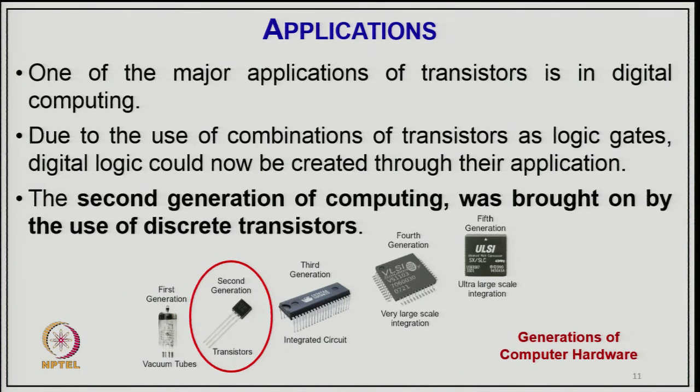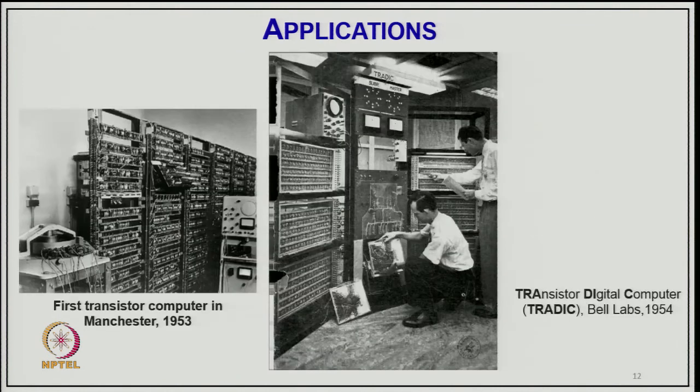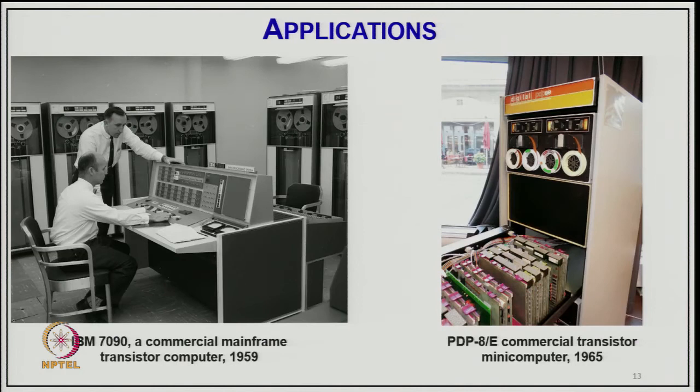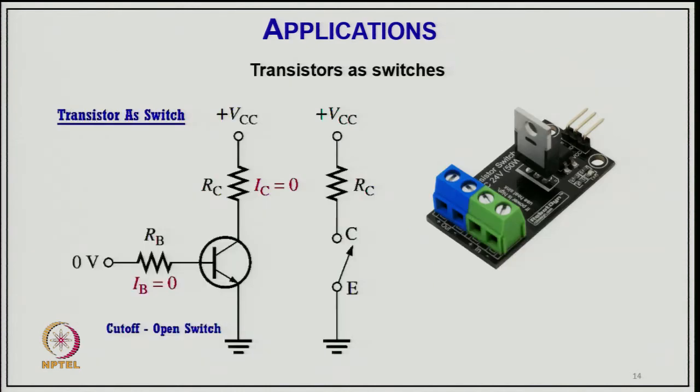That is one offshoot application of the semiconductor transistor, which we are using for many applications, especially the computer industry, which has been revolutionized by the transistor in different forms. This again was the history based on the transistor. The first transistor computer was built in Manchester in 1953, and a transistor digital computer at Bell Lab in 1954. Then the IBM 7090, a commercial mainframe transistor computer, in 1959, and the PDP-8, a commercial transistor minicomputer, in 1965. This is how they look.